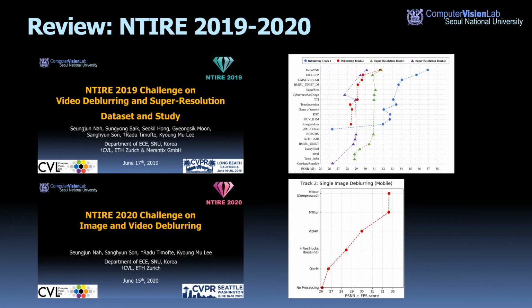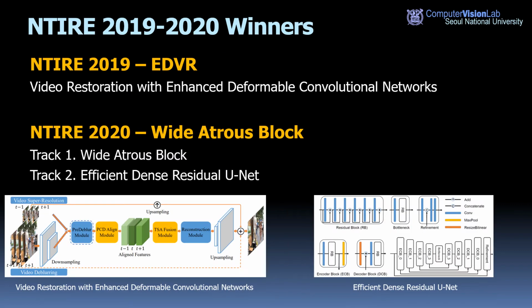In NTIRE 2019, we hosted 4 challenge tracks that correspond to the REDS video degradation types. In the next year, the challenge was hosted to encourage developing image deblurring methods as well. Also, the mobile deployment of solutions was investigated. The winning methods in the past challenges proposed state-of-the-art model architectures. In 2019, the well-known EDVR was proposed. In 2020, wide atrous block and efficient dense residual UNet were presented for image deblurring and the mobile deployment. They brought much attention from the community, and the schemes are now popular.